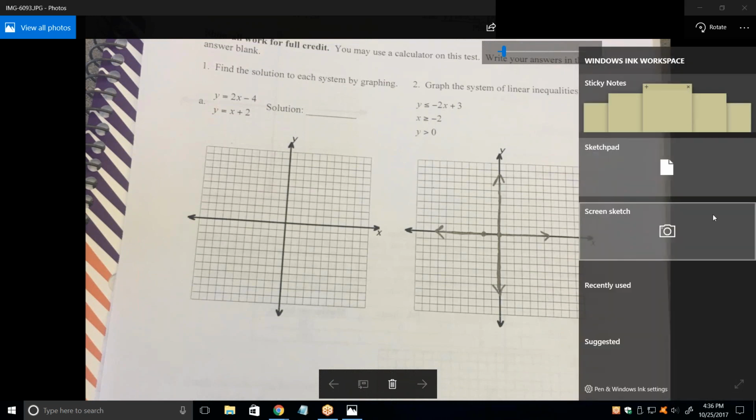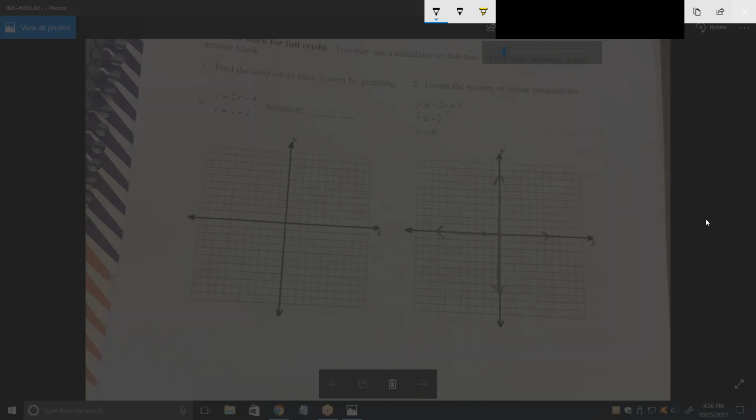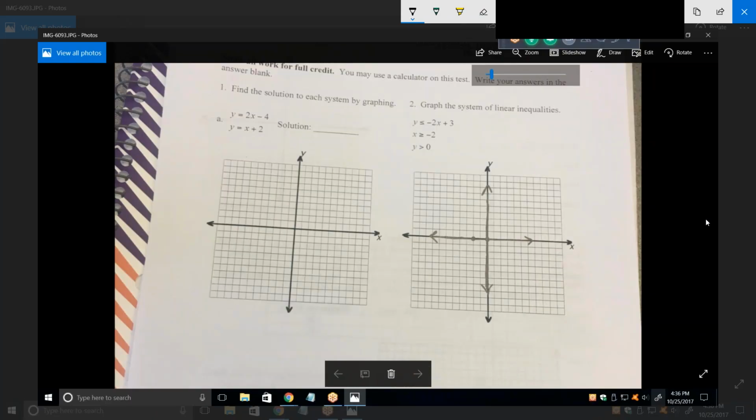There's basically 3 ways to solve a system of equations. There is substitution, there is elimination, and there's graphical. Wherever these 2 lines cross is the solution.